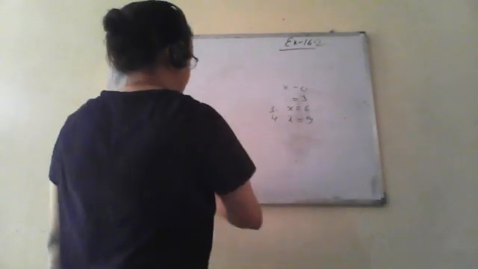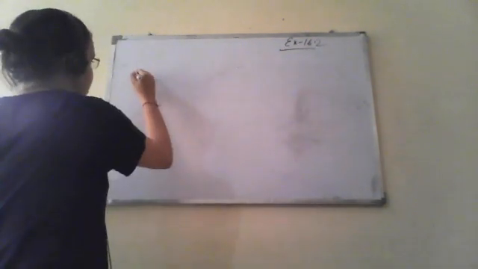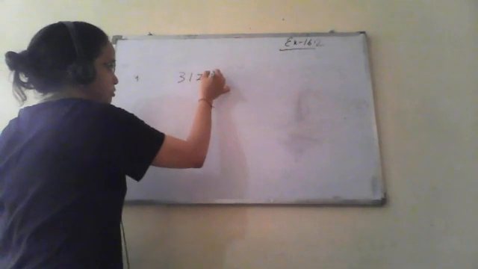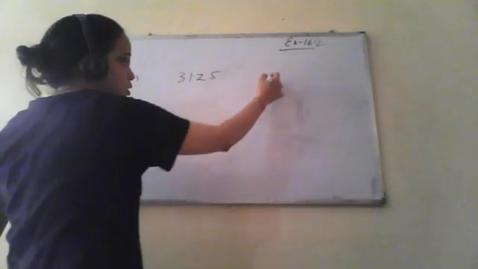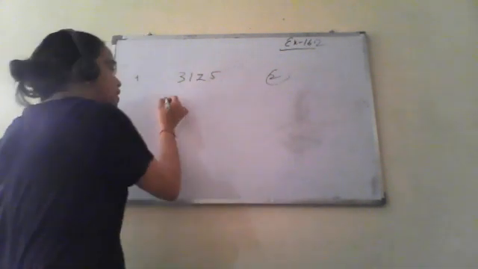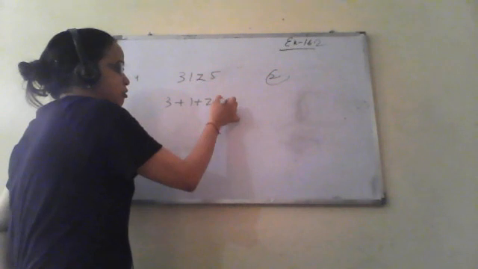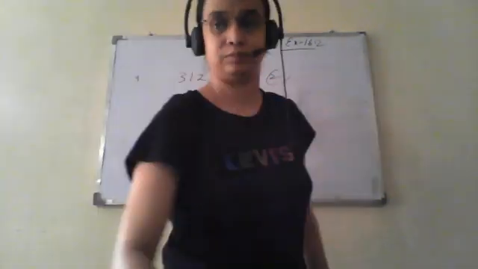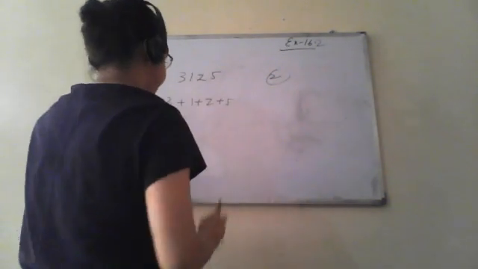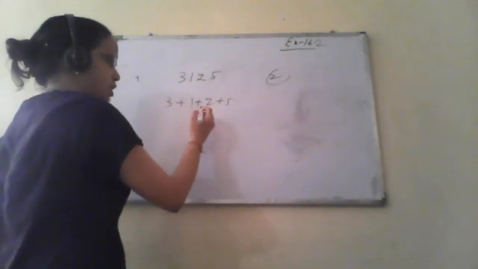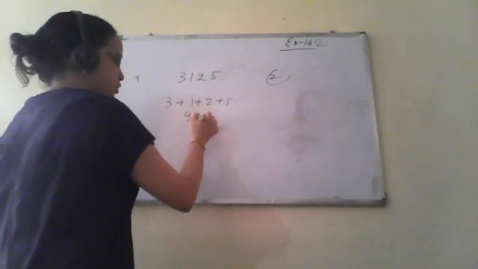Now we have question number 4. This is 3, 1, z, 5. It is a multiple of 3 and we have to calculate the value of z. It is like the previous question. This is 3 plus 1 plus z plus 5. So this is 3 plus 1, 4, and 4 plus 5, this is 9. We have 9 plus z.